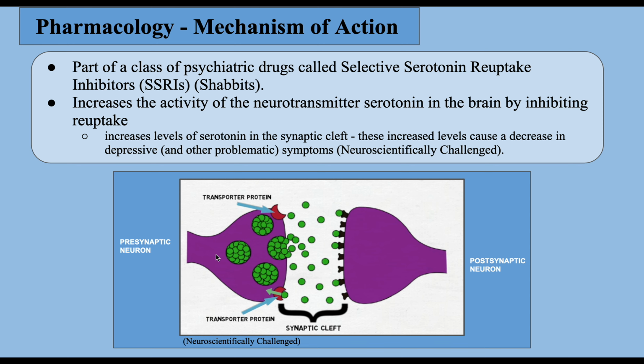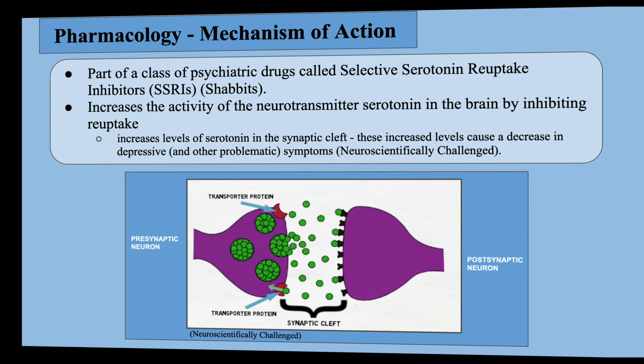Here, we have the presynaptic neuron, which sends a message to the postsynaptic neuron. The space between them is a synaptic cleft, and that message, well, that's a neurotransmitter serotonin, these little green things. Normally, when there is an excess of serotonin in the synaptic cleft, these transporter proteins transport excess serotonin back into the presynaptic neuron. However, SSRIs inhibit that process, so there is more serotonin in the synaptic cleft, which causes a decrease in depressive and other problematic psychiatric symptoms.